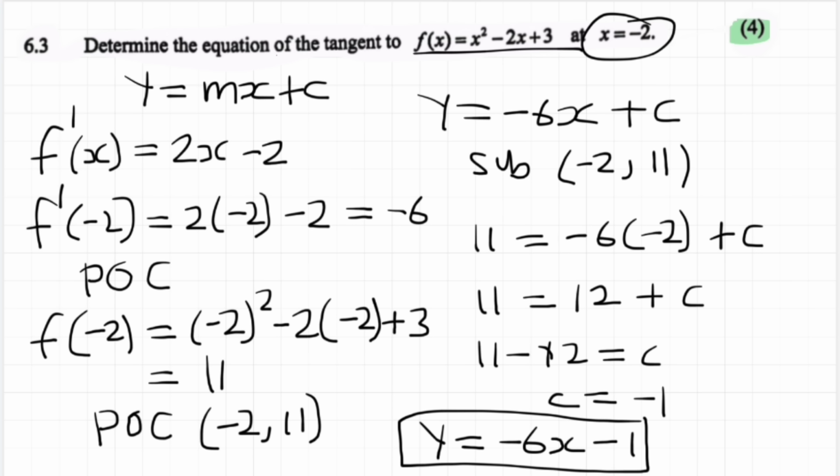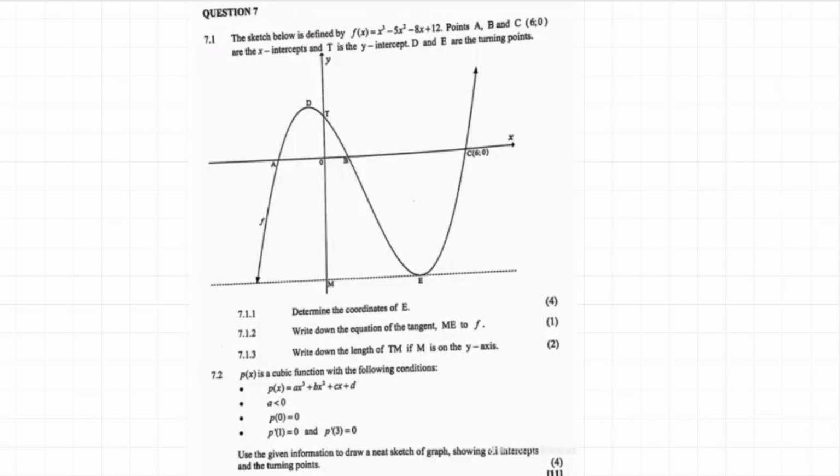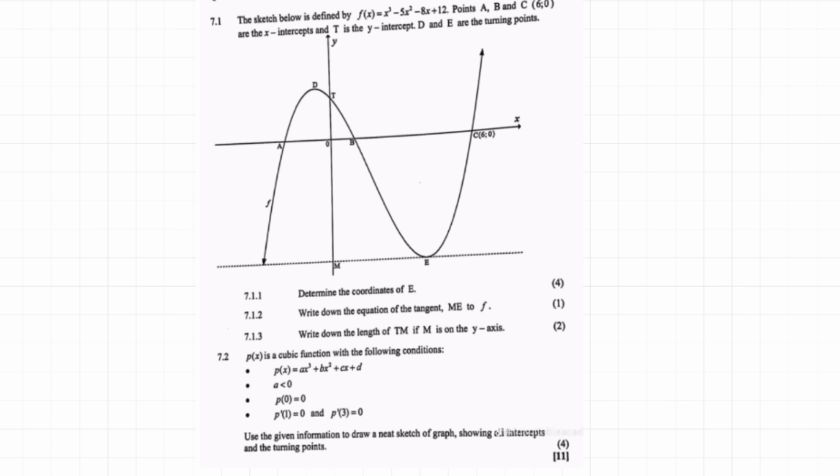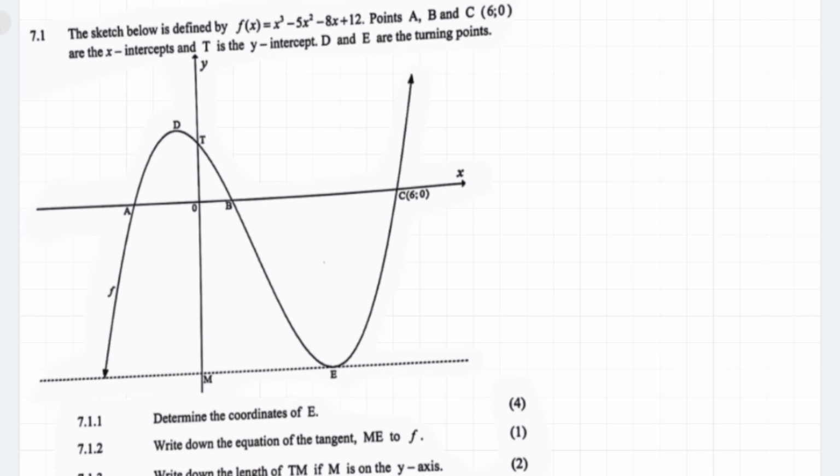So now let's move on to the next question. So now let's move on to question 7. Question 7 is a cubic function, and it carries almost 11 marks. Quickly, let's just start with the first question. So 7.1, guys, don't mind these pictures. The question paper was a little bit off, so I have to adjust it, something like that. But now let's focus on the question.